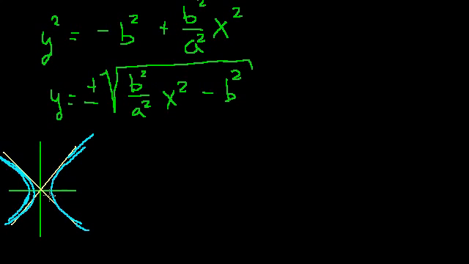It's either going to look like that, where it opens up to the right and the left, or our hyperbola is going to open up and down. And once again, an asymptote means that it's just going to get closer and closer to one of these lines without ever touching it.